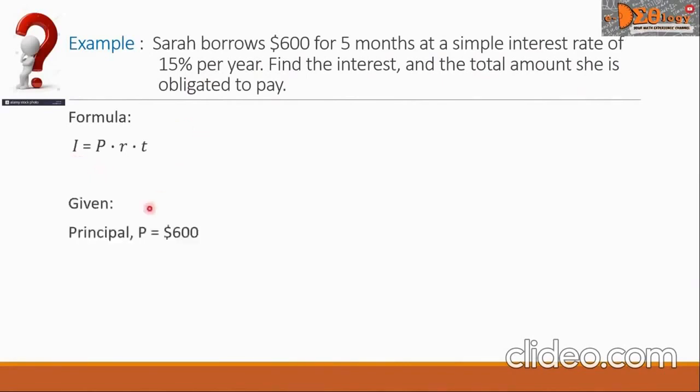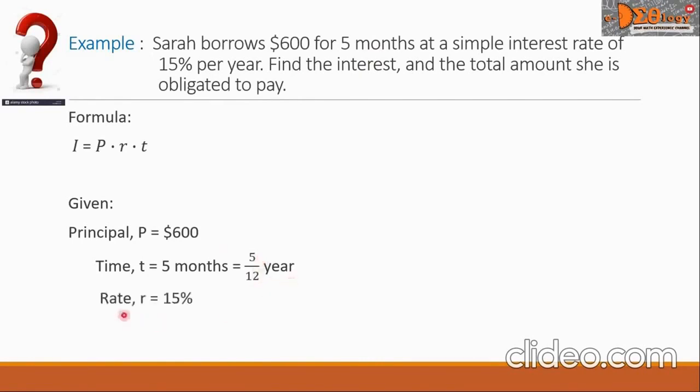Then let us collect the given, starting from the principal denoted by capital P, and that is $600. Next is the time denoted by T. This is equal to 5 months. Let us convert these 5 months into years. Since there are 12 months in a year, we will write here 5 over 12, and this is the value equivalent to a year.